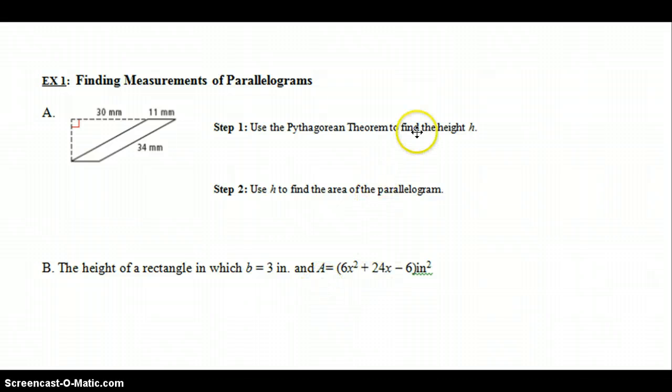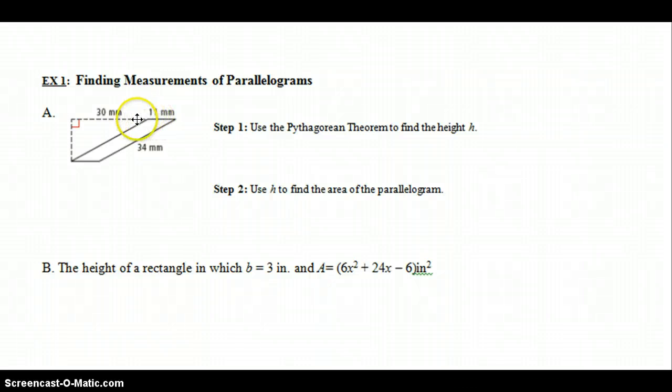So let's take a look at example 1. In this first example, part A, we have our parallelogram that has one side measuring 11 millimeters and one side measuring 34. If we wanted to find perimeter, all we would do is add 11, 11, 34, and 34, and that's the perimeter of a parallelogram. But this problem asks us to find the area. In order to do that, I have to know the height. Well, that's why I've drawn these dotted lines in.